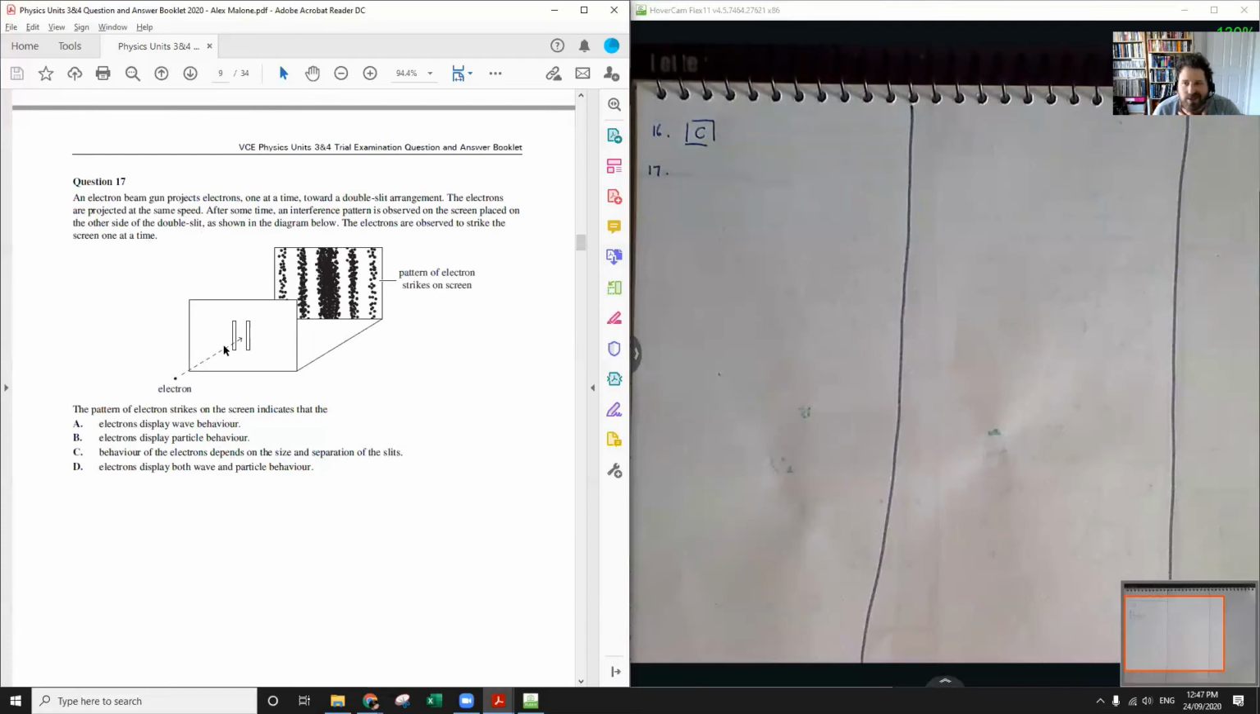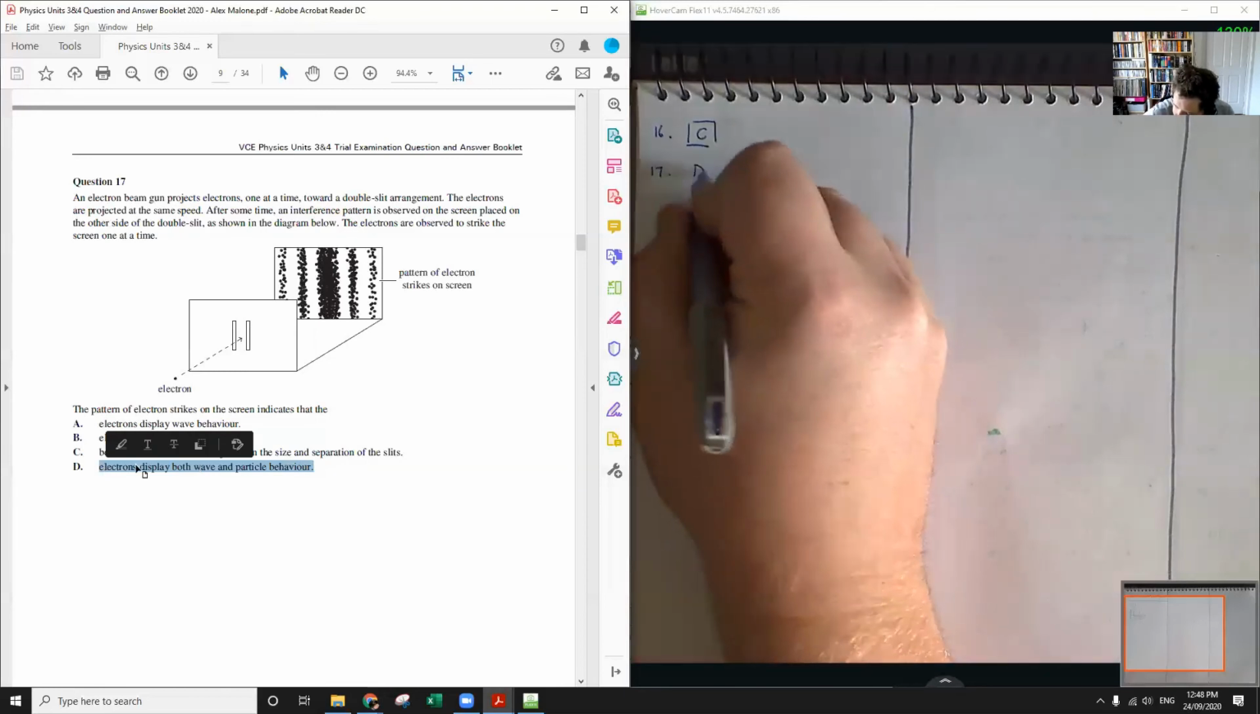Yes. If the slits were really wide, we wouldn't have any diffraction, so they'd just pass straight through. If the slits were closer together, we'd have a different pattern. It does depend. And electrons display both wave and particle behavior. Well, yeah, because A and B are true. Okay, I think D is probably the most correct.